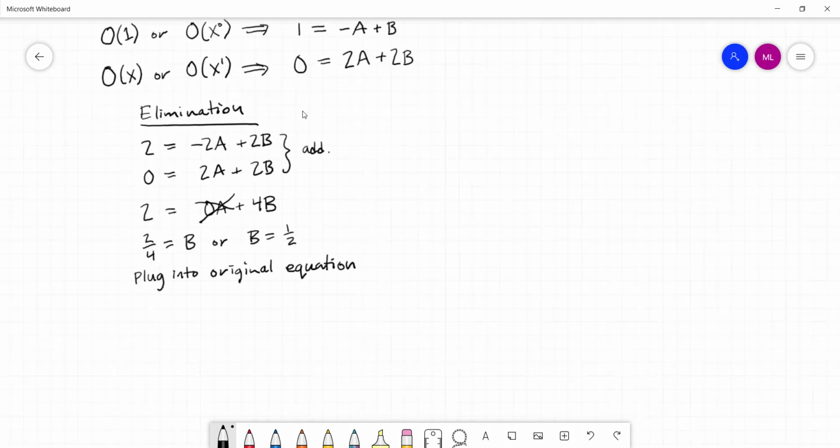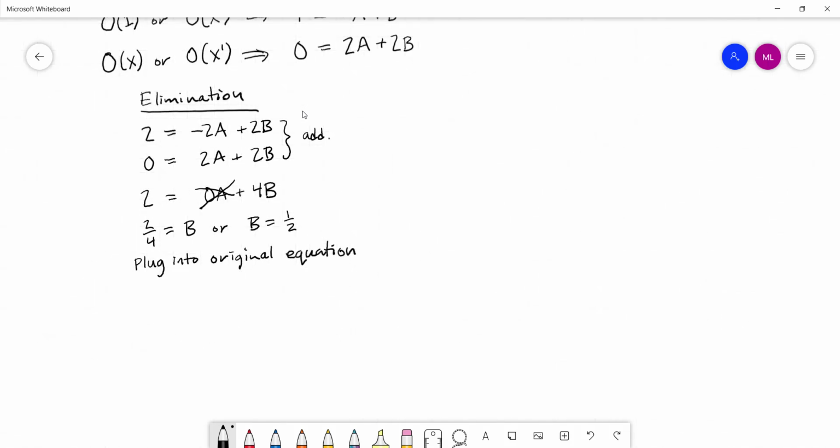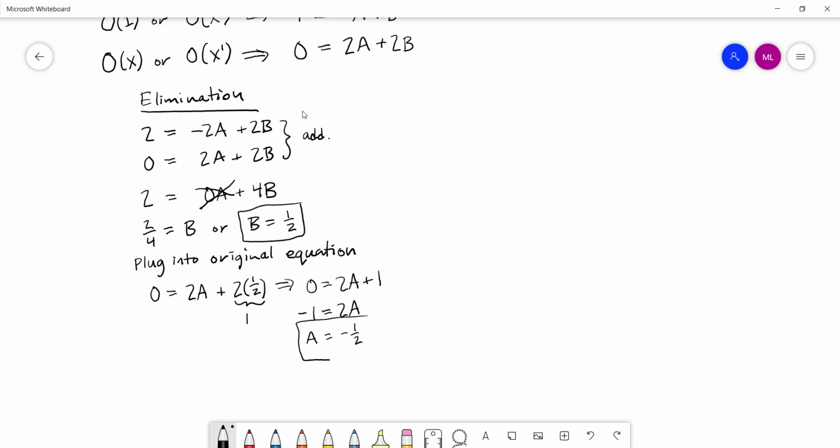And it doesn't matter which one. Pick whichever one you think is going to be easier. And I'll get 0 equals 2a plus 2 times a half. And 2 times a half is just going to be 1. So we've got 0 equals 2a plus 1. I'll subtract 1 from both sides, and I'll get negative 1 equals 2a. Divide both sides by 2, and I will get a equals negative 1/2. And so there are the 2 terms that I was looking for.